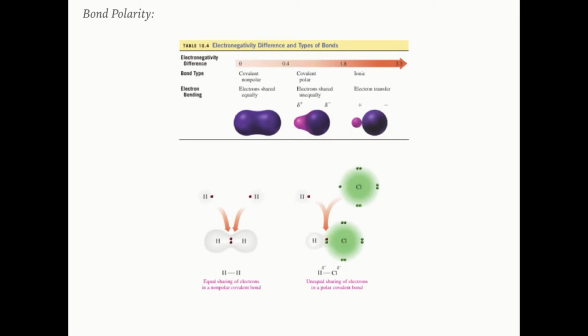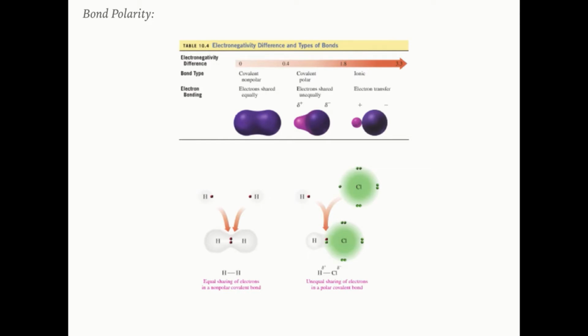So why does that matter? Well, that helps us to determine if a bond is going to be polar or nonpolar. If a bond is nonpolar, what that means is that the two elements that are sharing the electrons in this covalent bond are going to have the same electronegativities. So there's going to be no difference in electronegativities, zero difference. Therefore, they're going to be sharing the electrons equally, causing the covalent bond to be nonpolar.